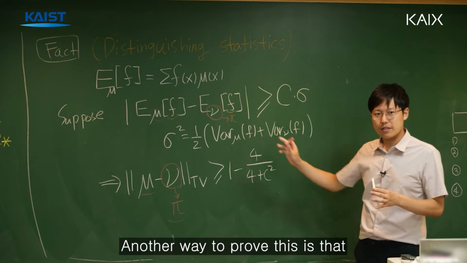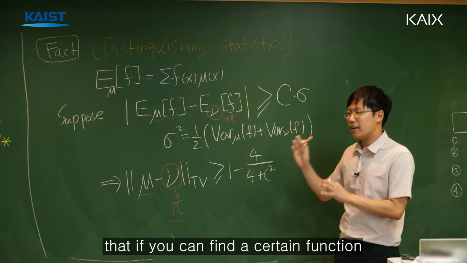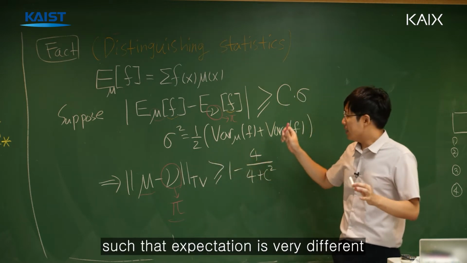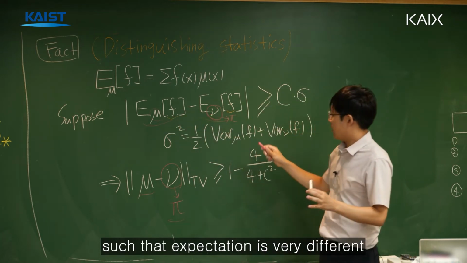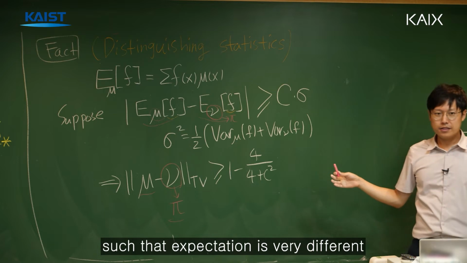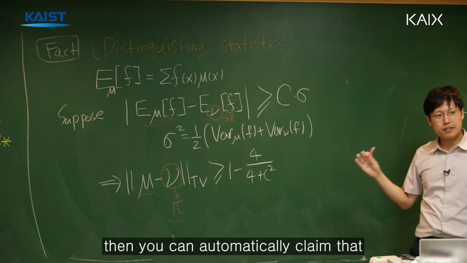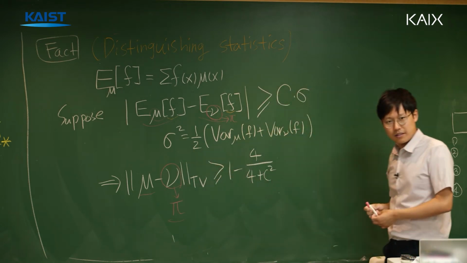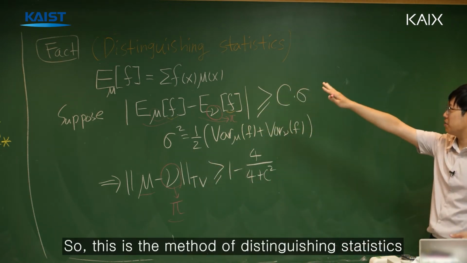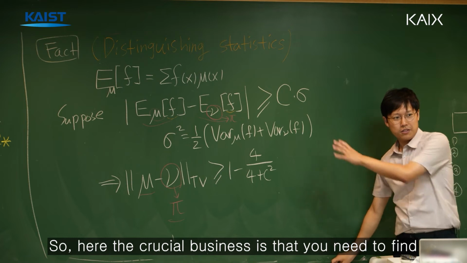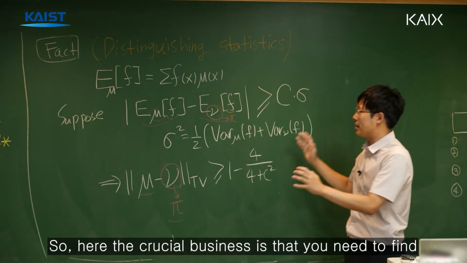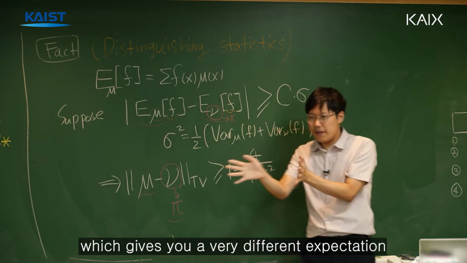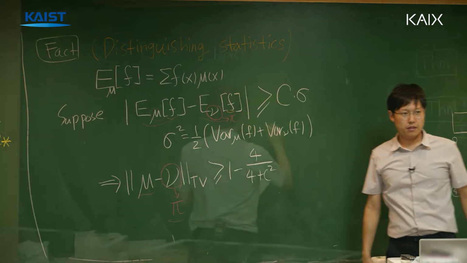Another way to prove this is that if you can find a certain function, some artificial function, such that the expectation is very different, then you can automatically claim that the total variation distance is already large. This is the method of distinguishing statistics. The crucial business is that you need to find a nice particular function which gives you a very different expectation.